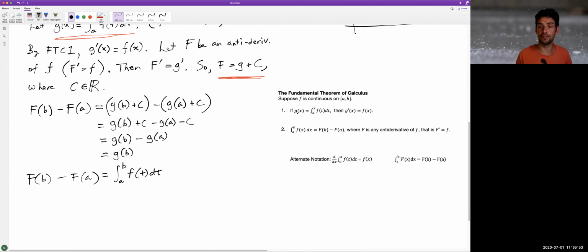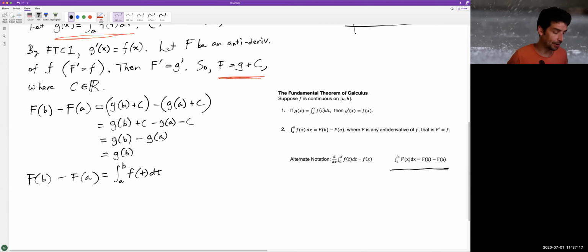When we take the derivative of g in the first part, we lose our integral, right? And when we take the integral here, we're going backwards from the derivative. Or when we look at this alternate notation here, the integral of f prime of x dx is f of b minus f of a, okay? So they're in some sense reverse processes.